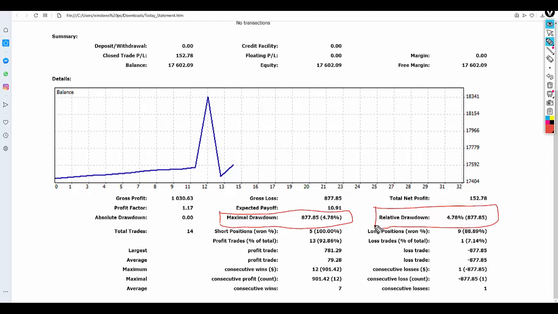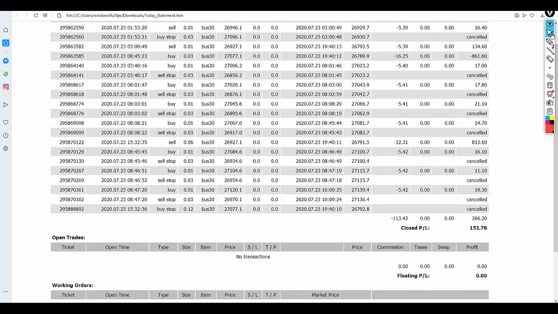This shows that in my account, I exposed 4.78% of my account to make a profit of $152. I think we are getting what I'm saying here. Okay, now that means I exposed, like what we have been asking in the morning.